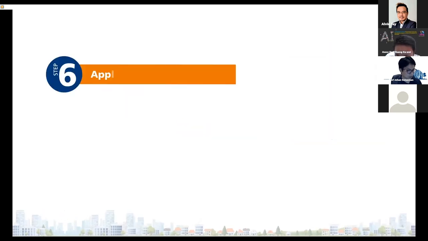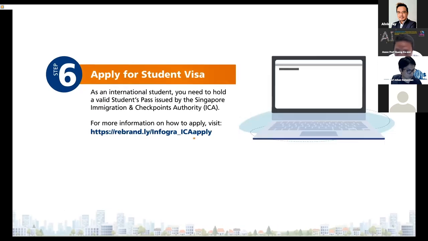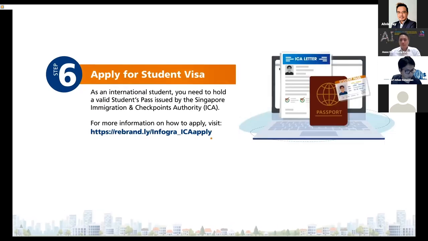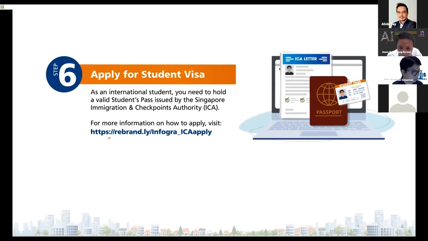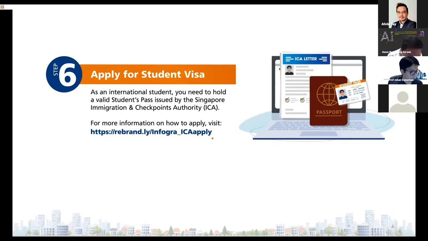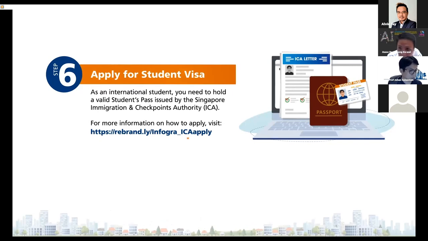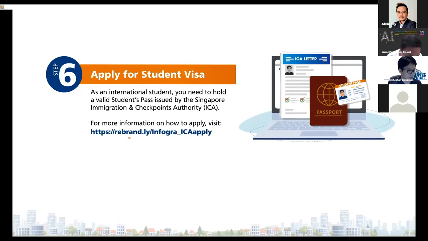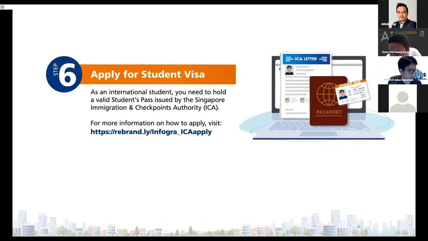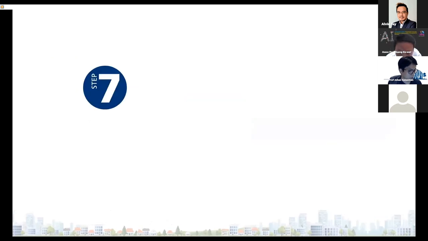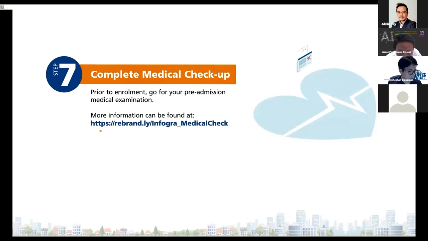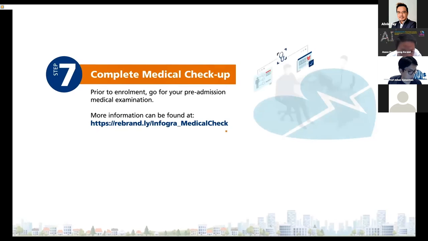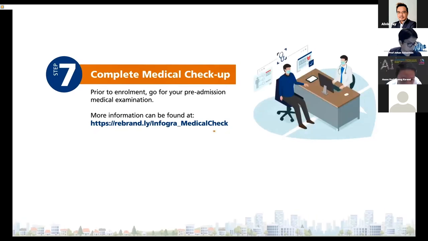Step 6. You will need to apply for a student visa. To find out more about this, go to the Singapore Immigration and Checkpoints Authority website. Please refer to the following link. Step 7. Before enrolling, you need to complete your pre-admission medical examination. More information can be found on the following link.